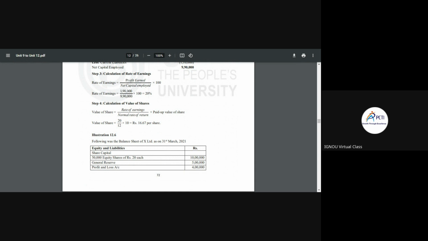Calculation of value of shares: we have rate of earning divided by normal rate of return multiplied by paid up value of share. So 20 is the rate of earning. Then we divide it by normal rate of return, that will be 12, and the paid up value of share, that is rupees 10. So we have the value of rupees 16.67 per share.